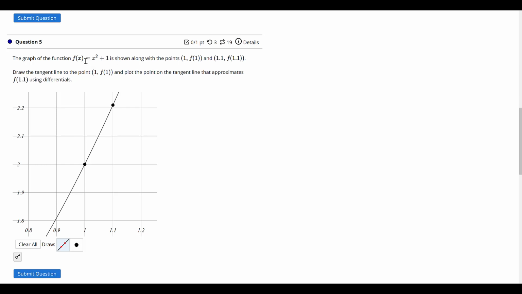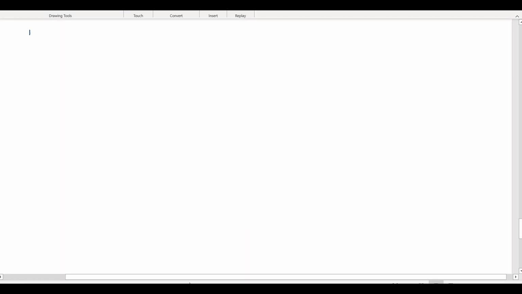Okay, so let's go ahead and look at this problem. The graph of the function f of x equals x squared plus 1 is shown. We have f of 1, and the corresponding y value, 1 squared plus 1, is 2. We have f of 1.1, so 1.1 squared is 1.21 plus 1 is 2.21. We're going to draw the tangent line at this point and plot the point on the tangent line that approximates f of 1.1 using the differentials. Let's jump over here for some workspace. This is number 5, and we'll do number 6 over here.